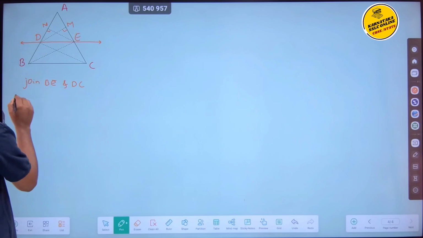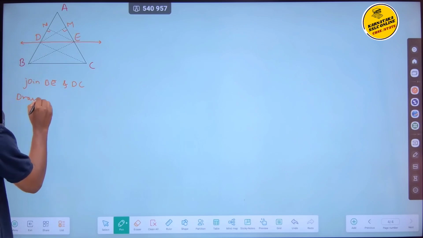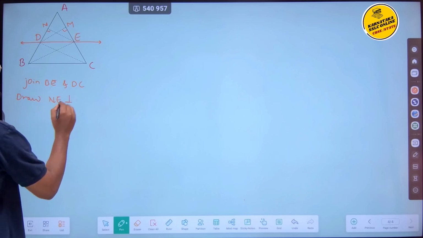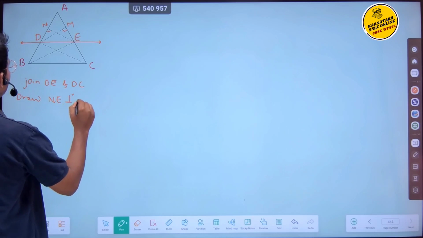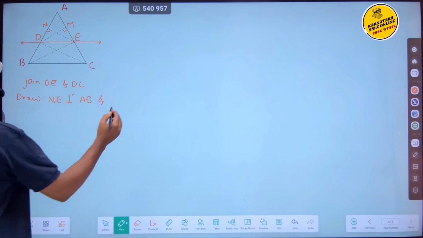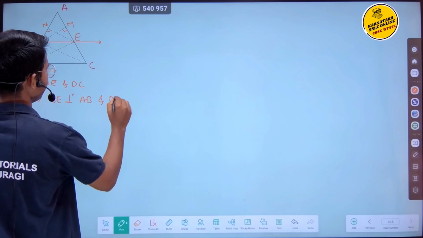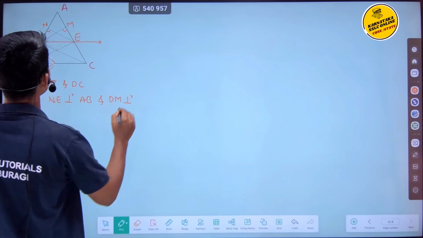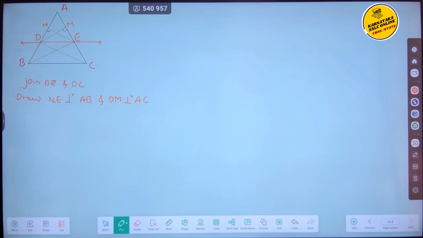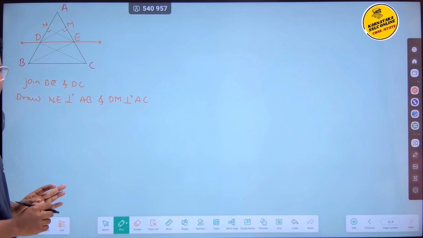Now, draw NE perpendicular to AB, and DM perpendicular to AC. So I am drawing NE perpendicular to AB and DM perpendicular to AC. So now we will try to find the area of triangles.